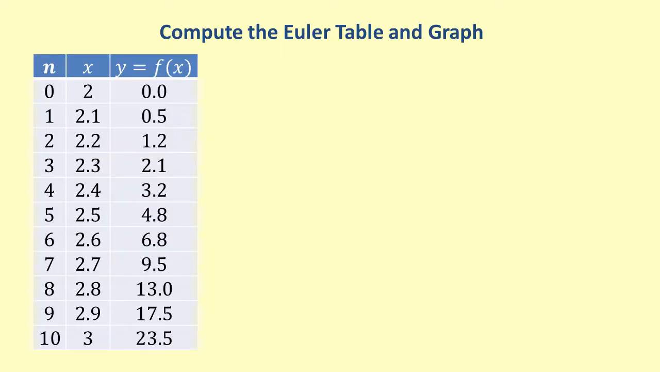We can calculate the rest of the table up to n equals 10. At n equals 10, we have x equals 3 and y equals 23.5.